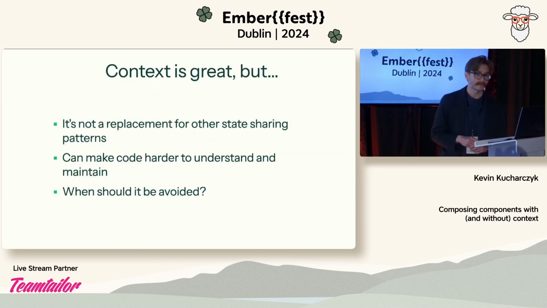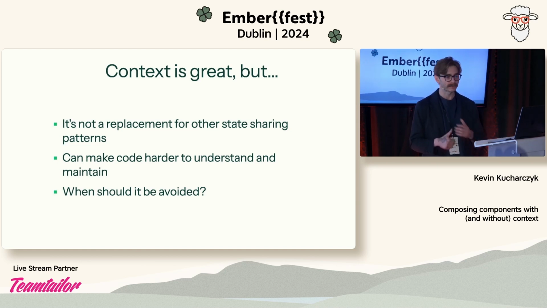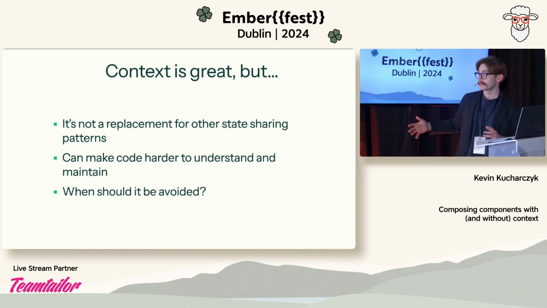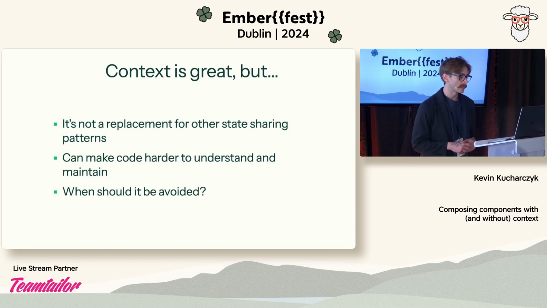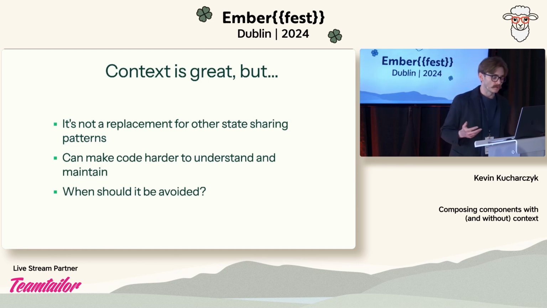So you might be thinking that, well, okay, if context is so great, why are we still using arguments and services? Let's just drop all that. I don't need to pass arguments to my components. I'll just make everything a context provider. But it's not meant to be this way. We're not meant to replace services or arguments with context. Context is just another feature that's available to us in addition to the other state sharing patterns that exist in Ember. It's just another tool.